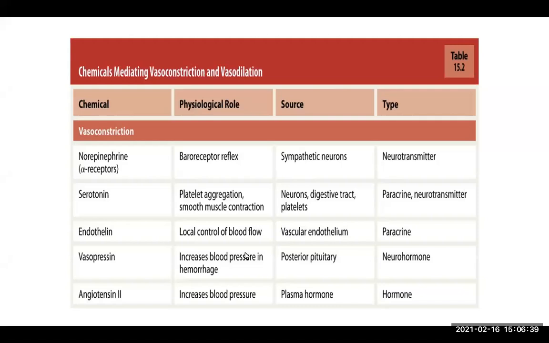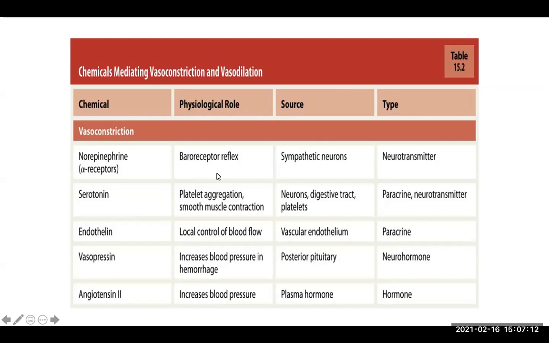So we've got a couple of different examples that we'll go through here. First one's norepinephrine, and also a little bit of epinephrine. They are going to be neurotransmitters that use alpha 1 receptors for tonic control of the arterial diameter in your baroreceptor reflex. So your baroreceptor reflex has to do with body positioning. And the source here is going to be your sympathetic neurons.